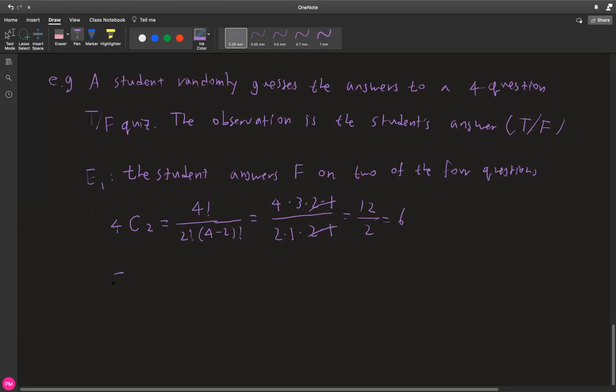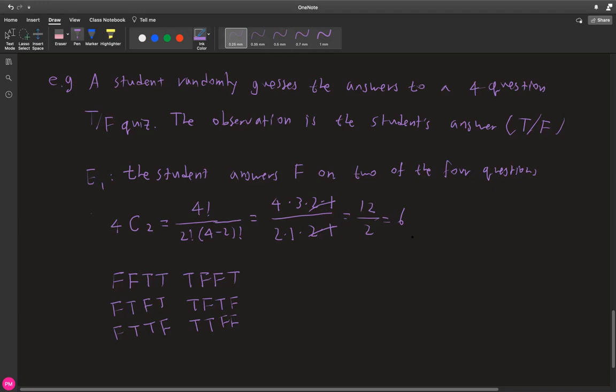We can actually confirm that by listing: FFTT, FTFT, FTTF, TFFT, TFTF, and lastly TTFF. So we have 6. We can confirm that this is true.